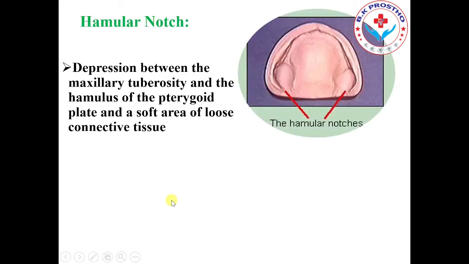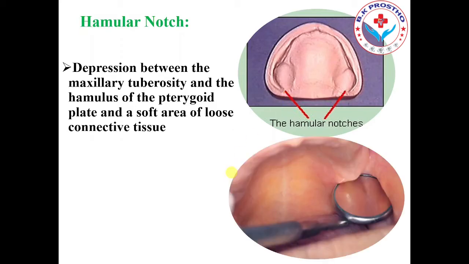The hamular notch is a depression between the maxillary tuberosity and the hamulus of the pterygoid plate. It is a soft area of loose connective tissue and should be examined intraorally using a T-burnisher or a mouth mirror distal to the tuberosity. You feel a depression with resilient, compressible tissue distal to the tuberosity. So the denture should be extended to the hamular notch.